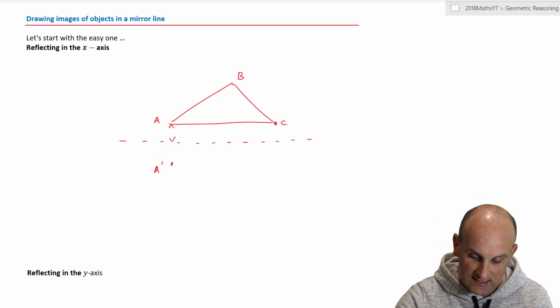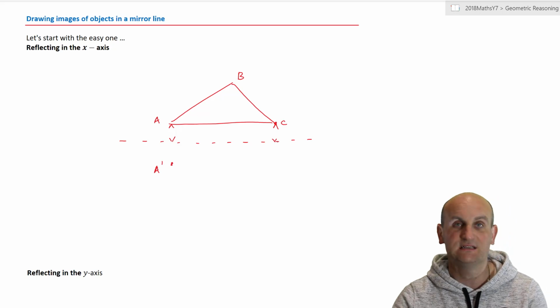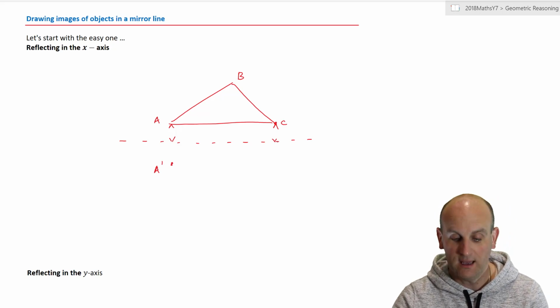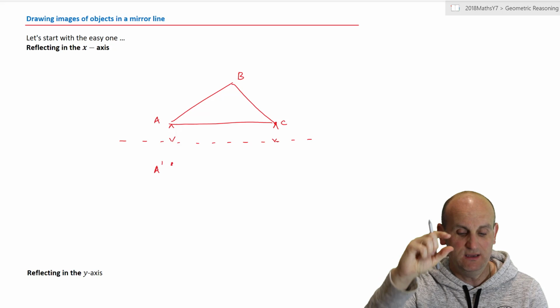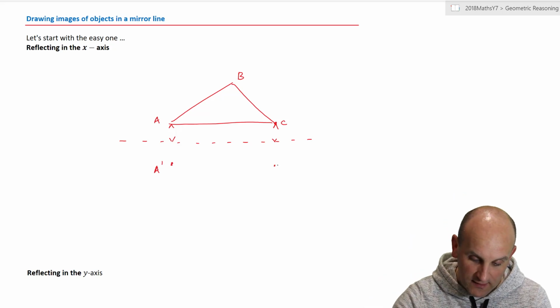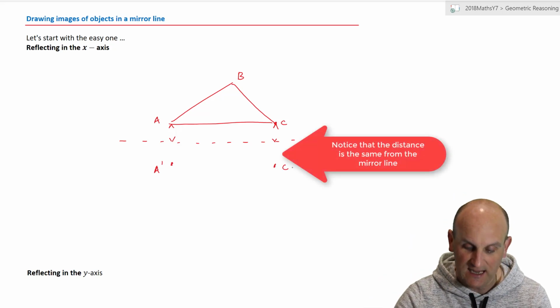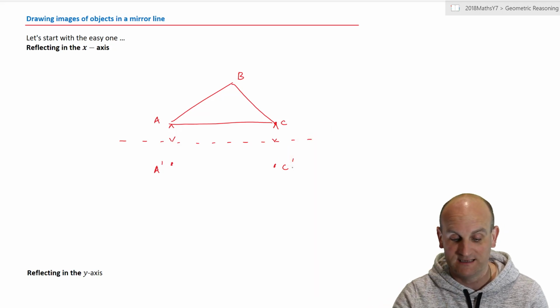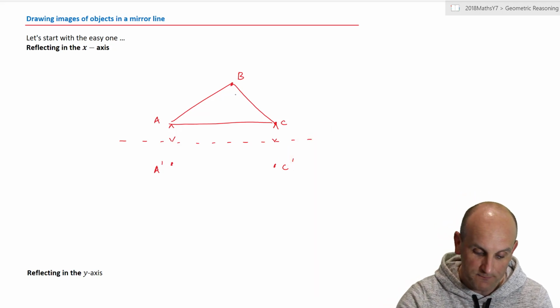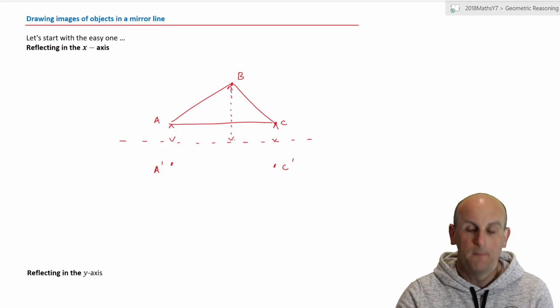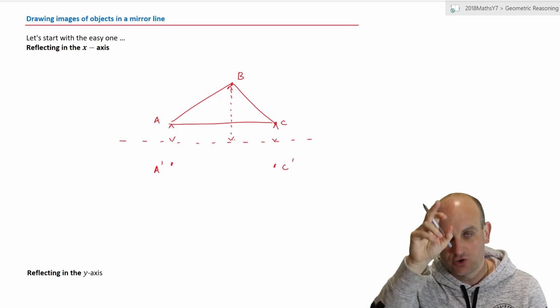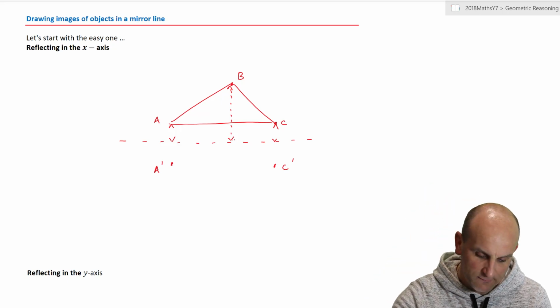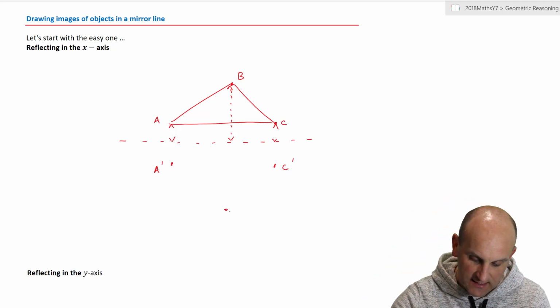So, same thing. Here is my point C. How far is it between point C and my mirror line? Okay, so it's that big, roughly. So, now I replicate it on the other side. So, here is C dash. I'm keeping the distance above the mirror line and below the mirror line exactly the same. And here is point B. I'm now going to look for that distance there, that distance straight to the mirror line. And I'm roughly going to speak, and it's going to be here.